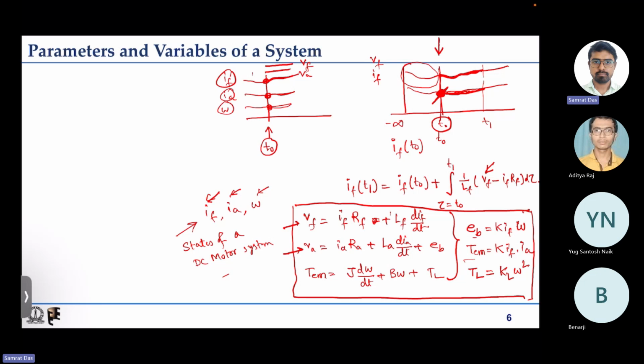So that is the beauty of states of dynamic systems. If we know that, we know everything about the system, right? So now let us come to this slide's contents. What are the parameters and variables of a system? So what are the parameters? So parameters are typically fixed quantities.